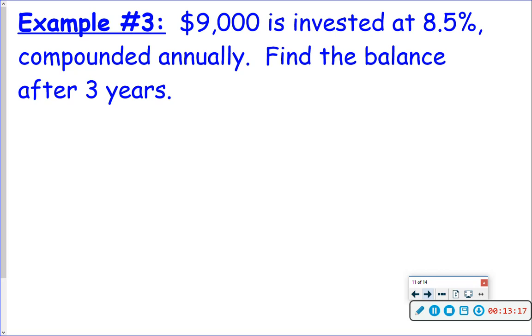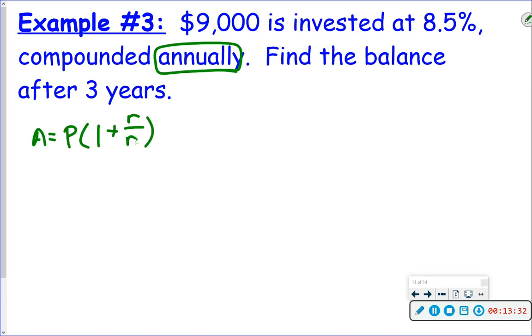So example 3, $9,000, your principal, is invested at 8.5%, compounded annually. So not continuous, annually. So right away I know which formula I'm using. I'm going to jot that down, then we'll keep reading. So as I'm reading it, let's try to fill in some of this. So I'm going to back up. 9,000 we said was the principal, how much you're putting in.